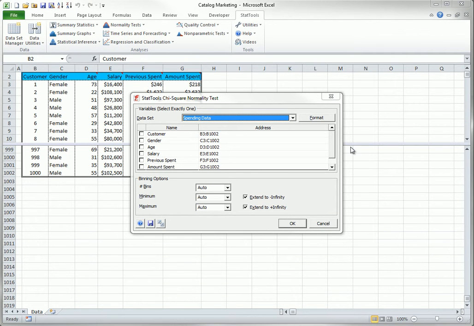To run this test, you select chi-square test from normality tests, and you fill in the dialog box as shown here. You can choose the bins, or you can accept the default settings from StatTools. Be aware that the bin selection can make a difference. This is a potential downside of the chi-square test. The results can depend on the particular bins chosen.